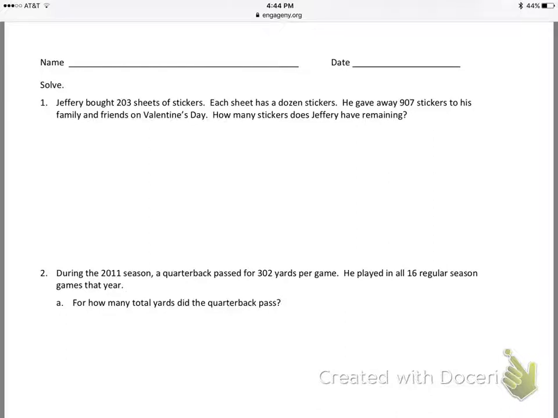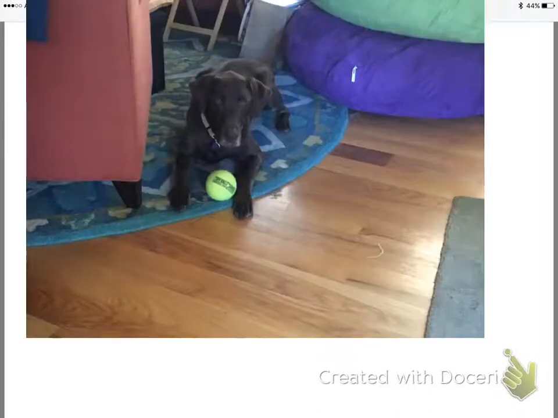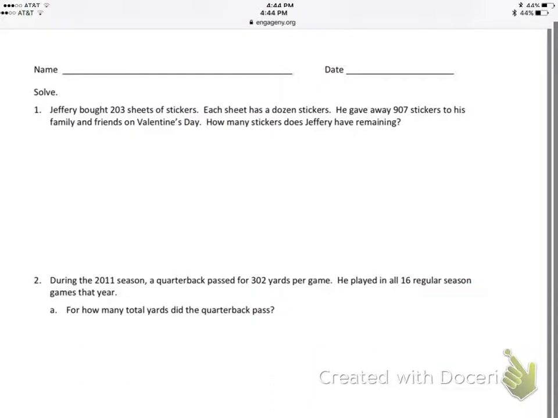My dog is very excited. Hold on. This is the culprit with the tennis ball that squeaks. So I'll move to another place away from him. Okay, back to the problem.